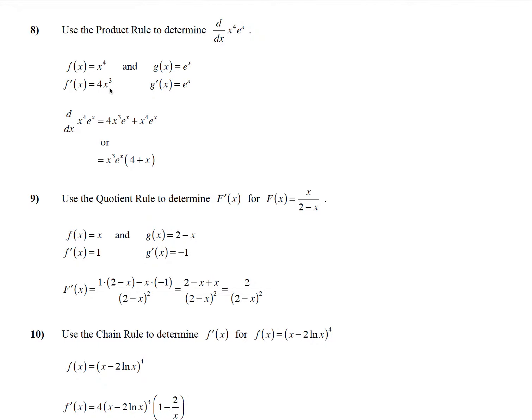F prime is 4x cubed, g is e to the x, f is x to the 4th, g prime is e to the x. You're fine if you leave this in this form, or if you wanted to factor out the greatest common factor of these two, you could. The greatest common factor here is x cubed times e to the x, which leaves behind a 4 from this term and an x from this term.